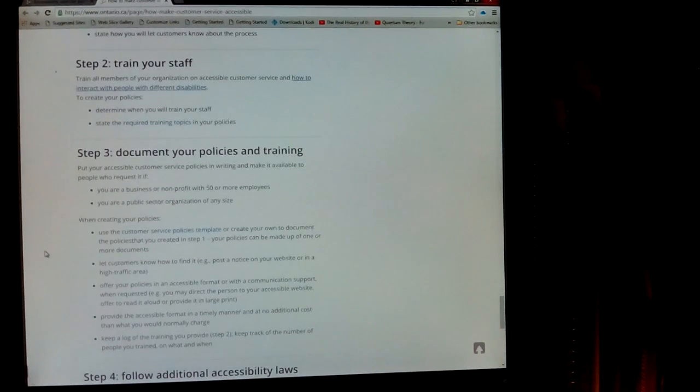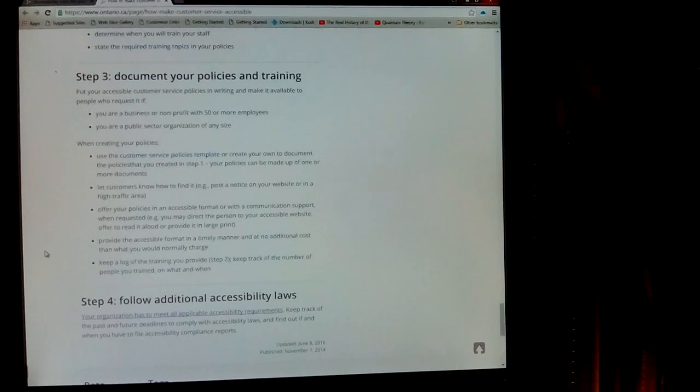Step 2, train your staff. Train all members of your organization on accessible customer service and how to interact with people with different disabilities. To create your policies, determine when you will train your staff. State the required training topics in your policies. Step 3, document your policies and training.